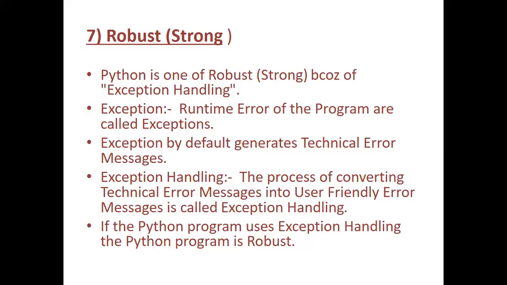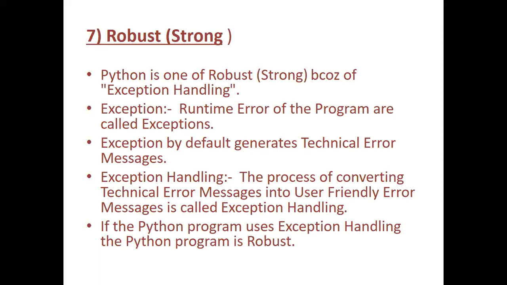Now, how is the language robust? I've told you yesterday also, robust means strong. Now, how can we say that Python is a strong language? Because of its exception handling. Now, what do we understand by exception? Runtime errors. Whenever we run the program, runtime errors of the program are called exceptions.